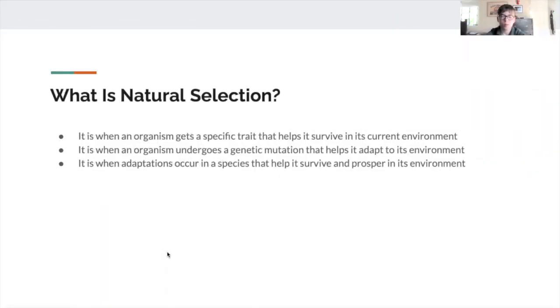So the first topic we will be going to is what is natural selection? Natural selection is when an organism gets a specific trait that helps it survive in its current environment. For an example, if you're a bird, you need wings to fly. So maybe a helpful trait would be to have stronger wings so you can fly for longer distances and able to carry more food.